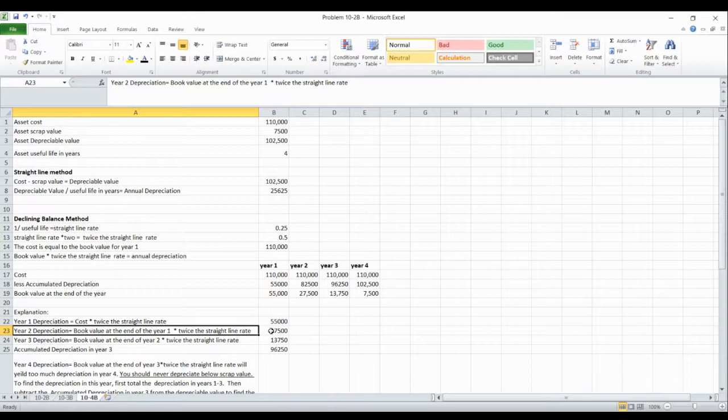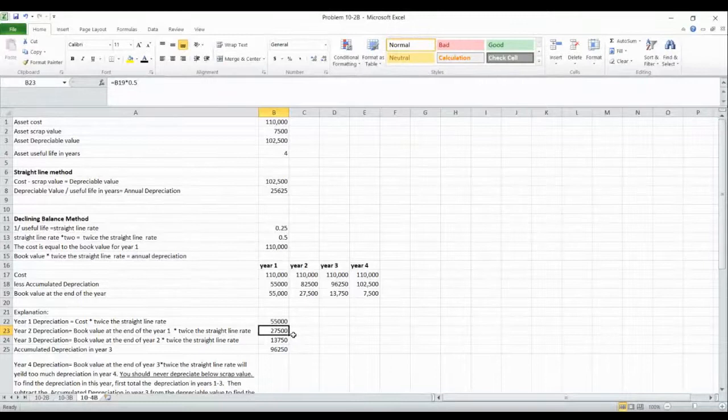So this book value of $55,000 is multiplied by 50%, and that will give you the depreciation expense in the second year, which is $27,500. So in Cengage, they want you to first record the depreciation expense. So for year one, it was $55,000, and in year two, it was $27,500.